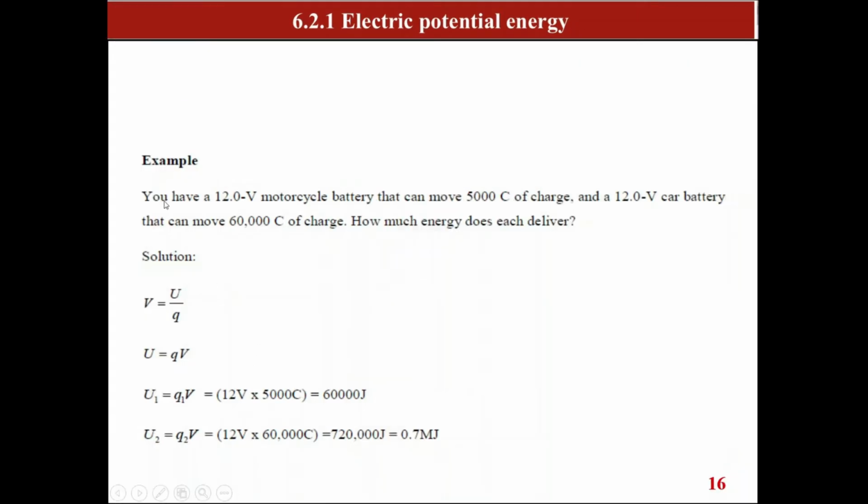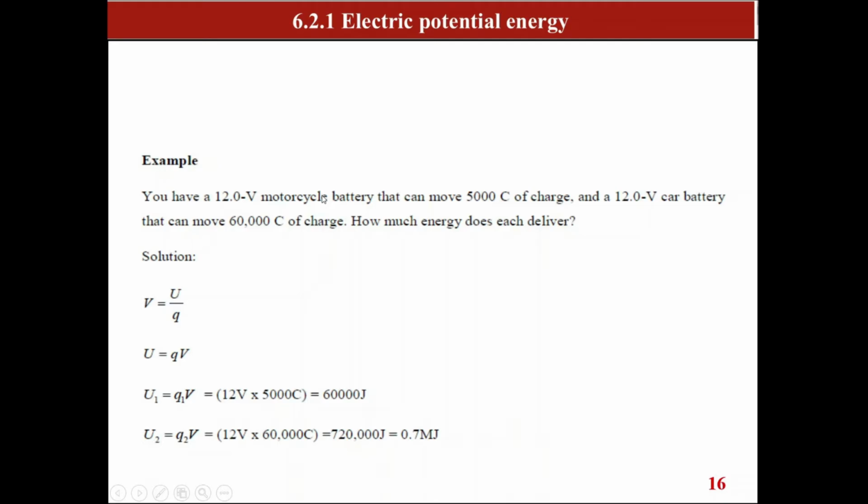Okay, another example. If you have a 12-volt motorcycle battery that moves 5,000 coulomb of charge, and a 12-volt car battery that moves 60,000 coulomb of charge, how much energy does each deliver? We know that V is equal to the electric potential energy over Q. Multiply both sides by Q, and finally you get the electric potential energy.